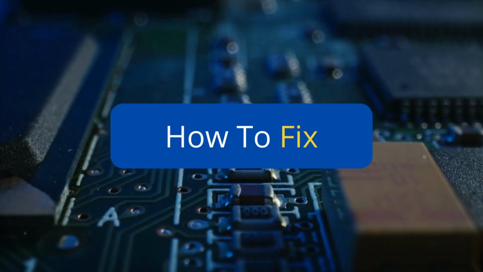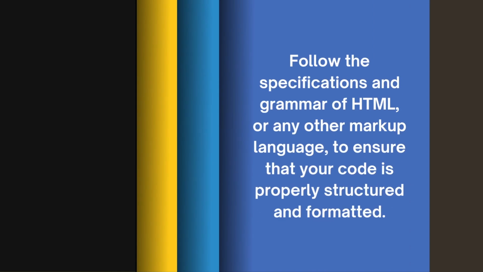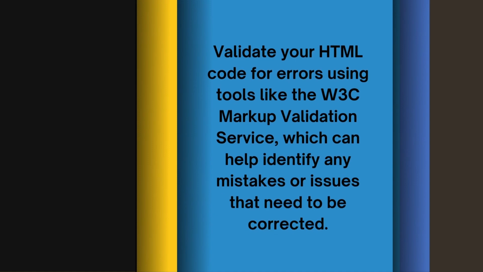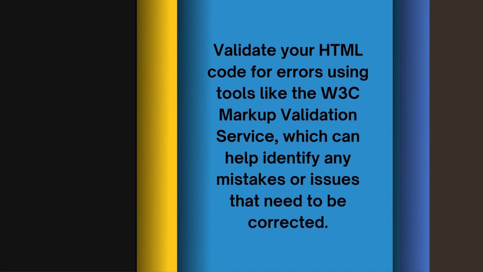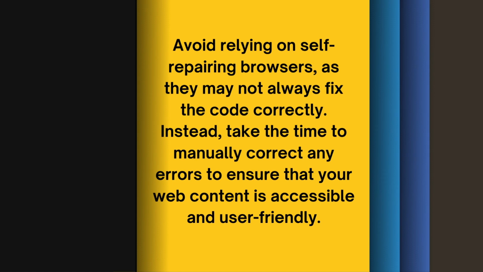If you encounter any issues with HTML, here are some ways to fix them. Follow the specifications and grammar of HTML or any other markup language to ensure that your code is properly structured and formatted. Validate your HTML code for errors using tools, which can help identify any mistakes or issues that need to be corrected. And avoid relying on self-repairing browsers, as they may not always fix the code correctly. Instead, take the time to manually correct any errors to ensure that your web content is accessible and user-friendly.